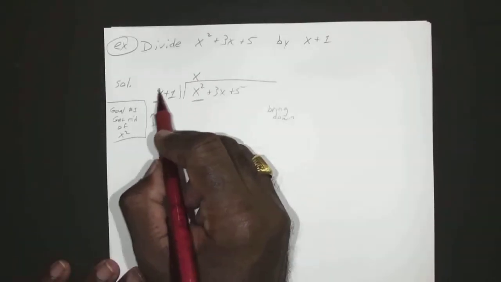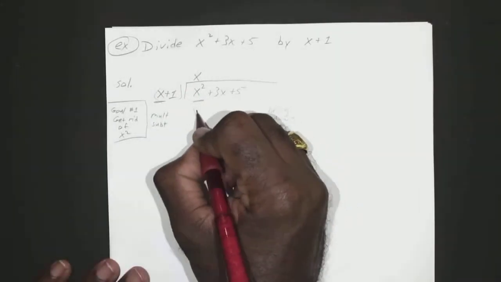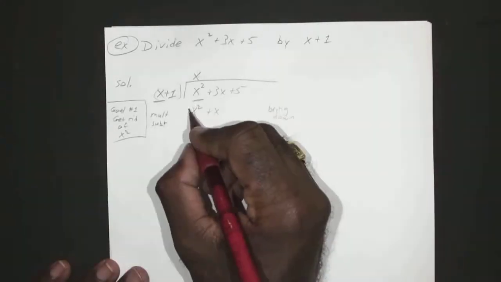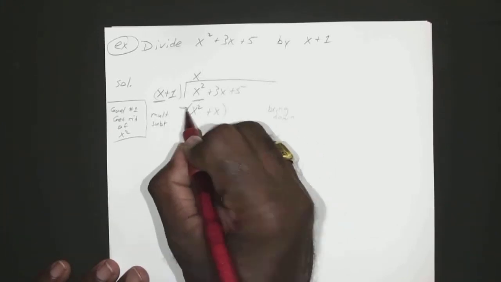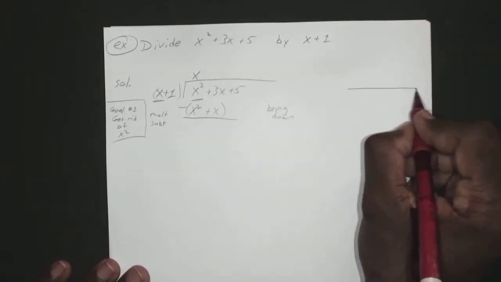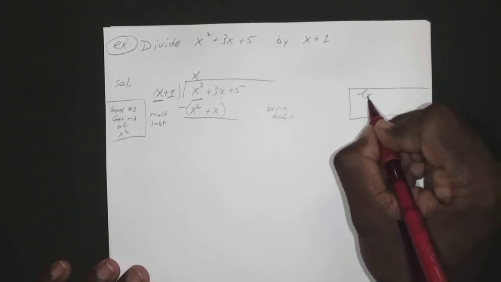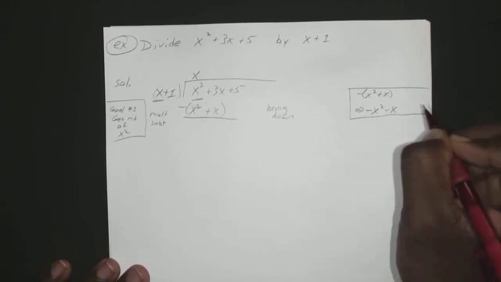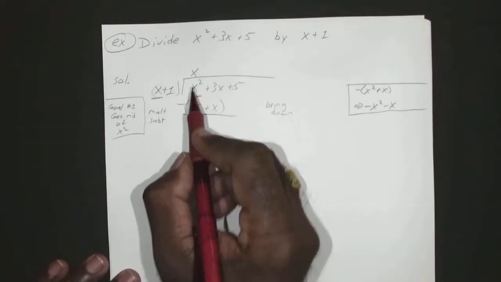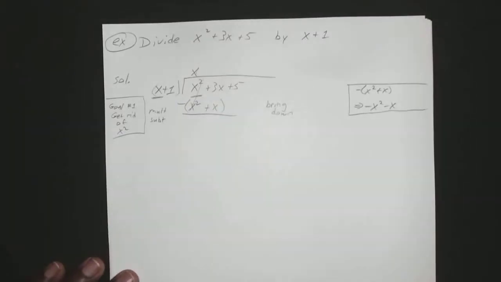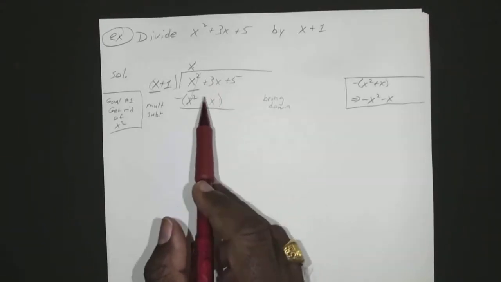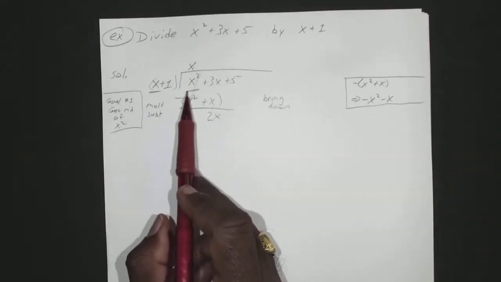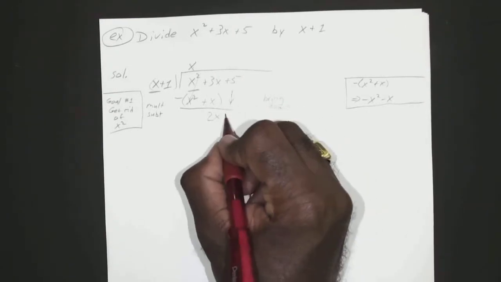I'm going to multiply x by both of those. So x times x is x squared. x times 1 is x. So we multiply. Now we subtract. You want to remember that negative x squared plus x, once you distribute that, is negative x squared minus x. So x squared minus x squared is 0, so that disappeared just like we planned. And 3x minus 1x is just 2x. So we multiply, we subtract, now we bring down.